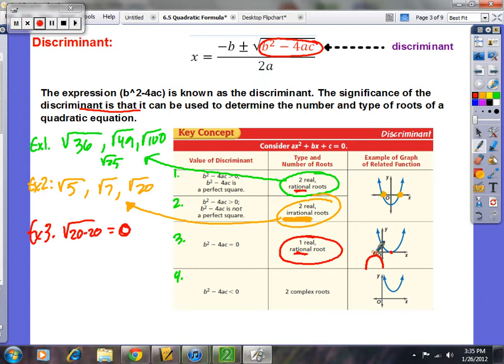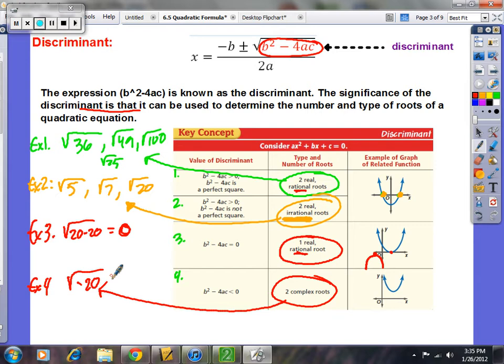Okay, the last type, example number 4, is this. What happens if underneath your radical you have a negative number? So the square root of a negative 20. If you ever come across your discriminant and it's negative, that means that you are now in the world of imaginary numbers. So your roots, you're still going to have 2 of them, but they're going to be complex roots.